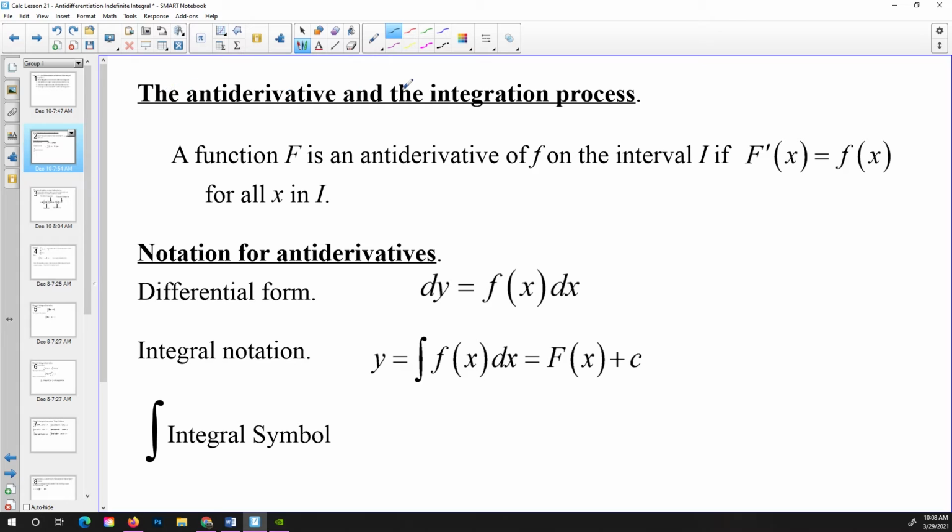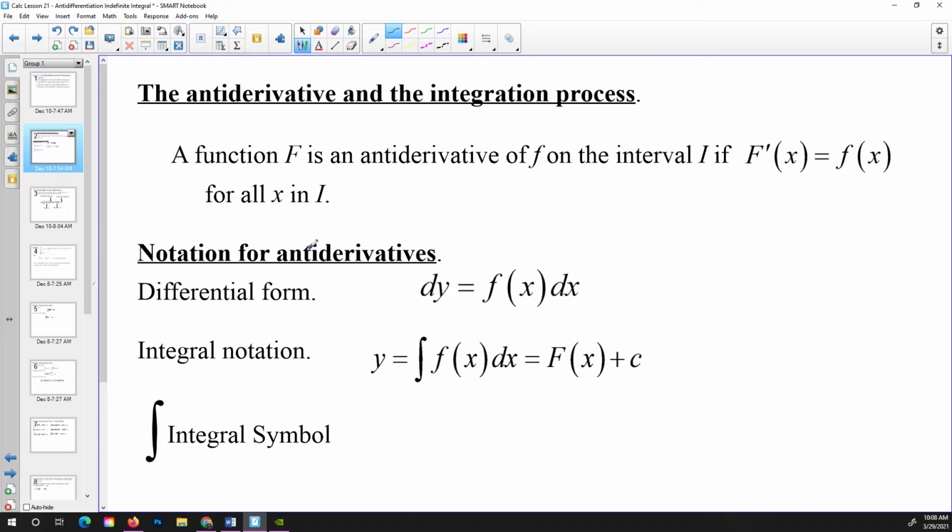While the integral has a number of significant practical applications, the process for finding the integral at its core is little more than the reverse of the differentiation process. The antiderivative and the integration process. A function capital F is an antiderivative of lowercase f on the interval I if the first derivative of capital F of x is equal to lowercase f of x for all x in I.